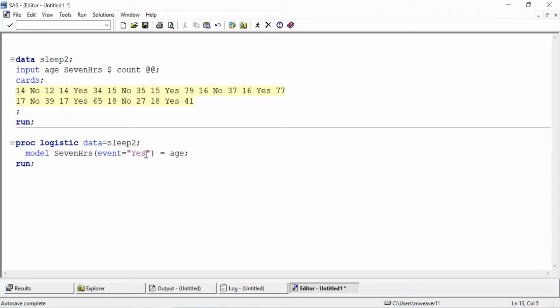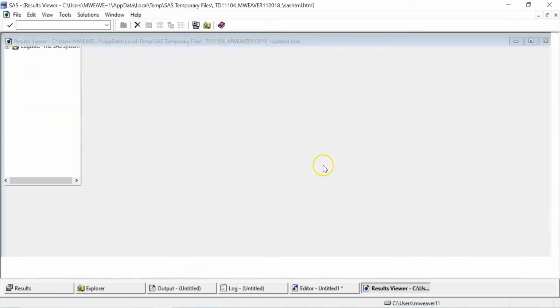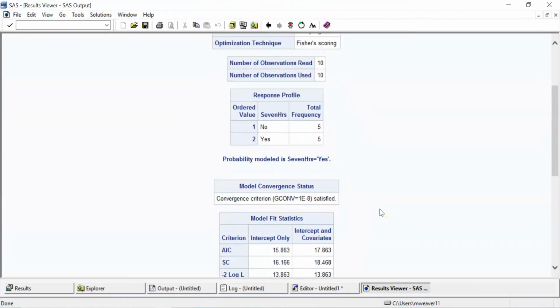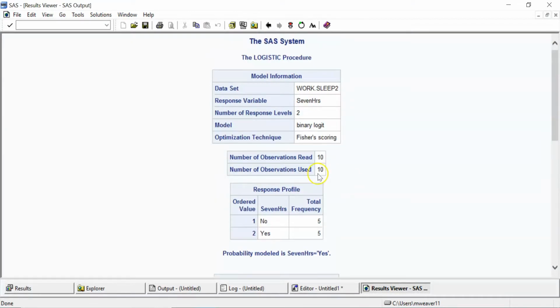And this is the incorrect way to do this. I just wanted to show you something. It will still run if I do this. It takes a little while to run. Sorry about that. And notice that it tells me that there are 10 observations. Why are there 10 observations here? And that there are 5 no's and 5 yeses.